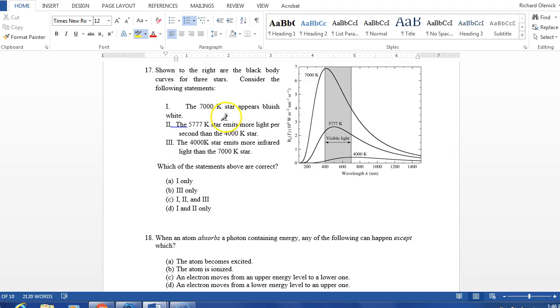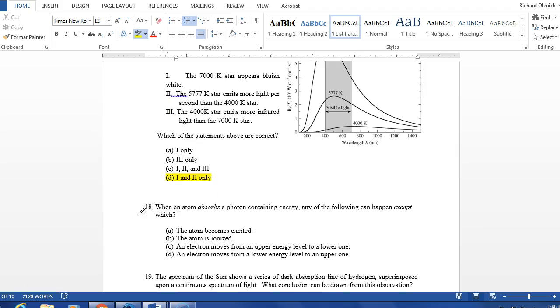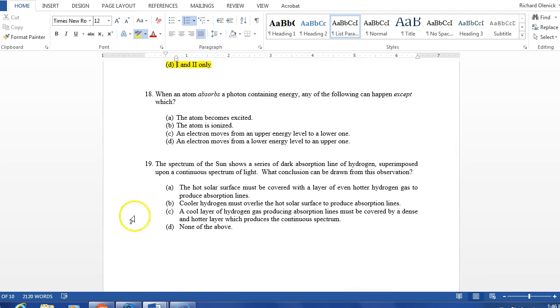The 5,777 emits more light per second than the 4,000. That's correct because the curve is higher and has more area underneath it. And the 4,000 emits more infrared than that. That is not correct. So the correct statements are 1 and 2 only. Choice D.